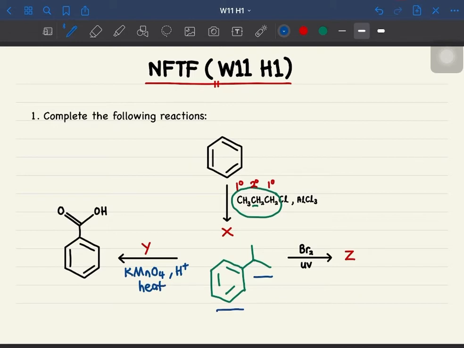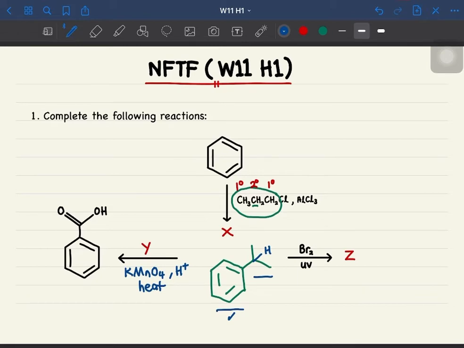So how do we know that they're going to form this benzoic acid? We need to look at this isopropyl benzene. We first check whether we have benzene. Yes, we have benzene. And then look at the first carbon that is directly attached to the benzene. Does it have any hydrogen on it? We have one hydrogen here. This indicates that this is a benzylic H. Once we have benzene and benzylic H, we can perform oxidation reactions to give you benzoic acid.